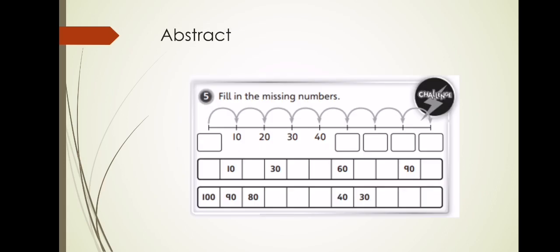Then finally, the children move on to the abstract form. So in this case, we're looking at a number line with some of the numbers missing or a number tracker.